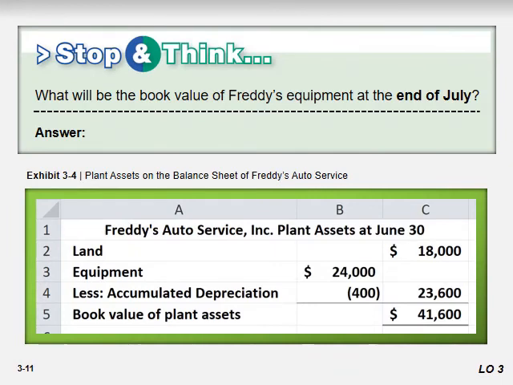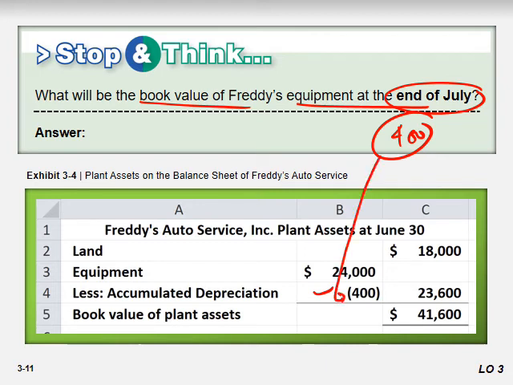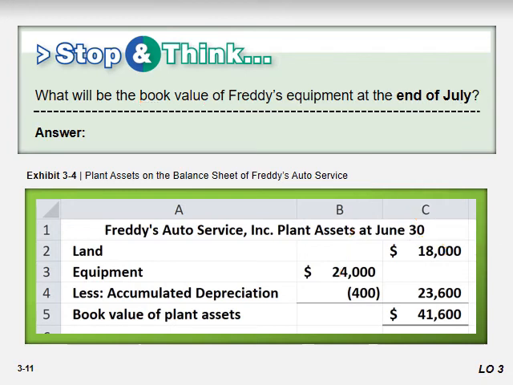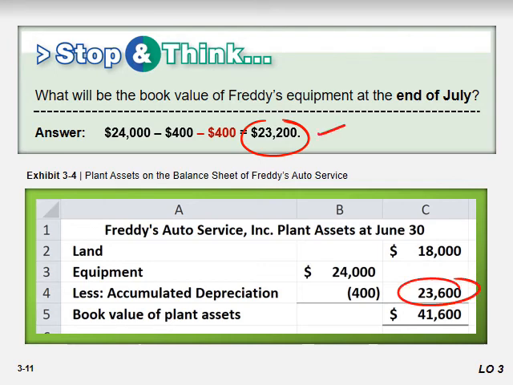So the question is, what will be the book value of Friday's equipment at the end of July? Right, at the end of June we have depreciation of 400. So at the end of July we incur 400 more accumulated depreciation. So that will be added here as well. So it would be 24,000, and then we have 800. The answer would be 23,200. So let's see the answer here. Here it is, right? So the July answer would be replaced with this.